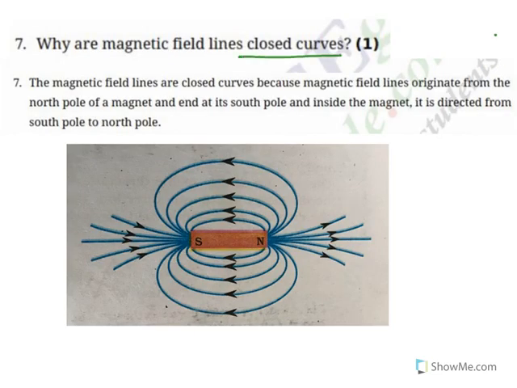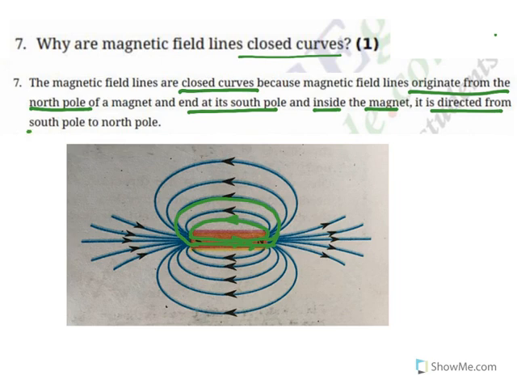Why are magnetic field lines closed loops? Because they start from the north and they go to the south outside, and inside from the south to the north. So they are closed loops. Magnetic field lines are closed curves because they originate from the north pole and end in the south pole, but inside the magnet, it is directed from the south to the north. So they become closed loops.